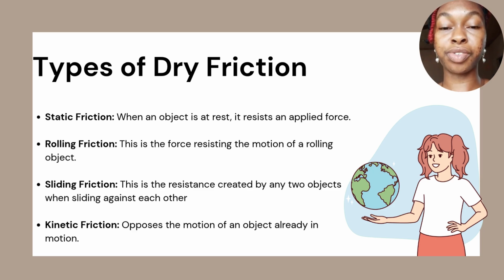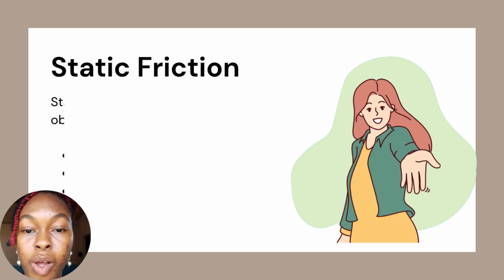The second is rolling friction. This is a friction that is resisting the motion of a rolling object. The third is sliding friction. This is a friction created by two objects when they are sliding against each other. And finally, the fourth is kinetic friction. This is the friction that opposes the motion of an object that is already moving.